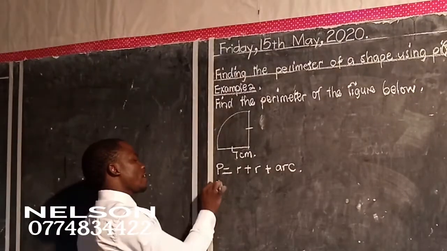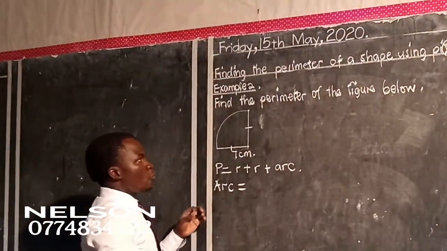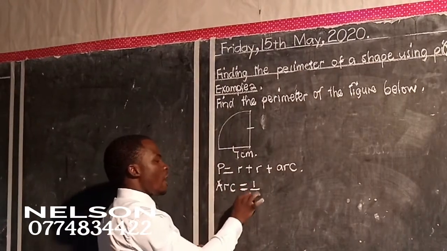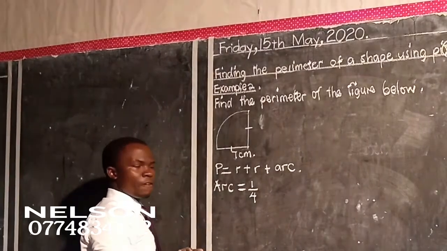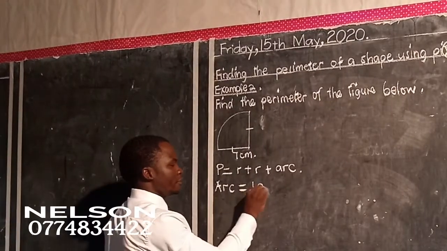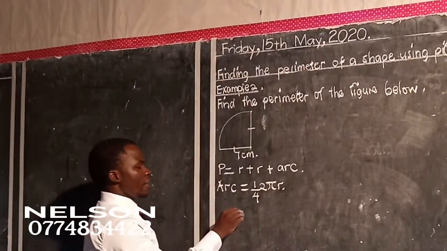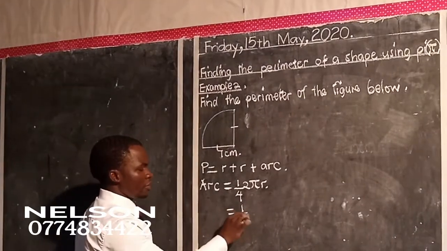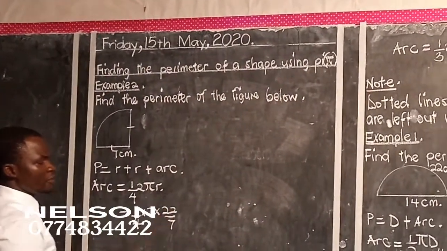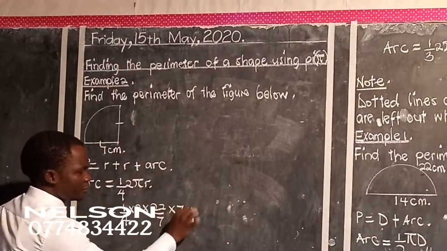So we shall say arc equals, this is the quadrant. We are finding this arc, what we call the circumference of our quadrant, which is a quarter. Now bring in the formula for circumference with radius, because the quadrant has a radius, which is 2 pi r. So here we shall have a quarter, 1 out of 4, times 2, times 22 out of 7, times the radius, which is 7 centimeters.